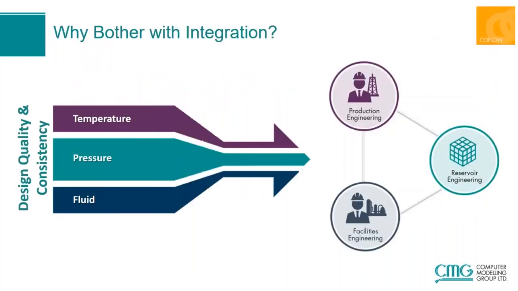So first of all, we need to understand, why do we need to do integration at all? Why do we need to incorporate production engineering, facilities engineering, and reservoir engineering all together? And the reason is that each of these disciplines cannot work in silo. We all need to pass information to each other and get the right data from one another, and then use that for making our production designs or reservoir recovery schemes. We need to transfer the right temperature, the right pressure, and the right fluid information to one another. And that is why we need to do integration. I'll explain this further in the next couple of slides.